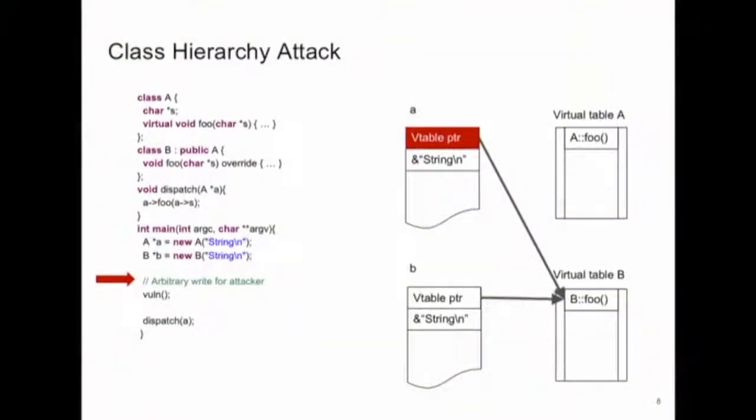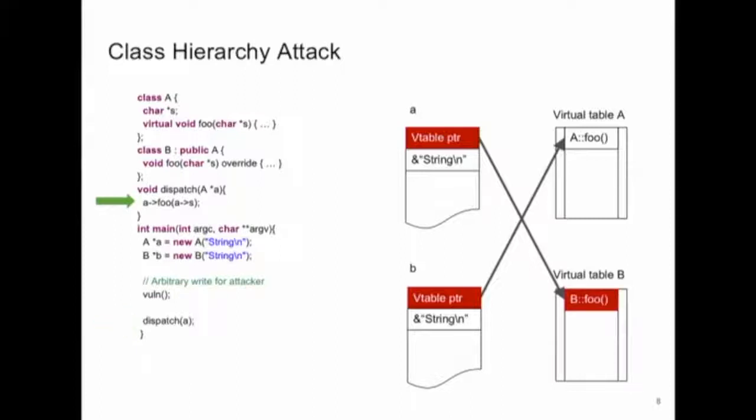Well, the virtual table pointer is determining at runtime what function is getting called. So maybe the attacker would like a different implementation of the foo function to be called. And so they could redirect the virtual table pointer to point to the B implementation, even though this was an A object. And similarly, just for a nice illustration, they could overwrite the other virtual table pointer in the B object to point to the A implementation. So now when we come down here and do dispatch, oh no, this was allocated as an A object, but we're getting the B implementation of the foo function.